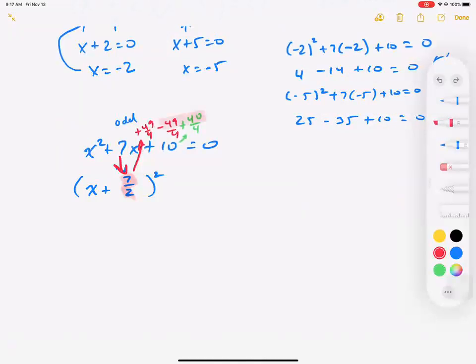Now we have here our negative 49 plus 40, which gives us negative 9 over 4. You guys agree with that?